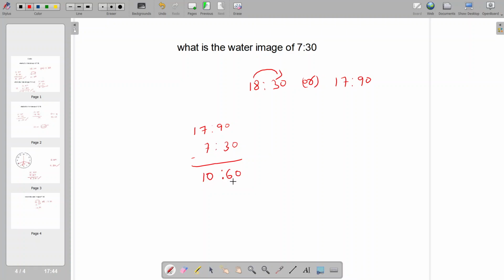So 10 hours 16 minutes, means 60 minutes. What is 1 hour? 1 hour is 60 minutes. Okay. Bring these 60 minutes to this side, so it will become 1 hour, right? If we bring the 60 minutes to this side, it will become 1 hour. You will get 0 minutes here. Okay, so 10 plus 1, how much? 11. So what is the time? 10:60 means 11:00 only. Okay.